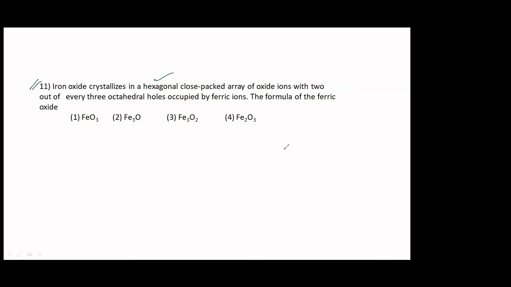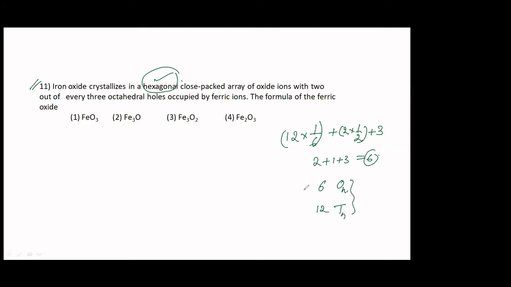There are 12 corner atoms, isn't it? Each corner will be shared by 6 unit cells, 12 into 1 by 6. And there are 2 face-centered atoms, 2 into 1 by 2. And there are 3 right at the center, which are not shared by any other unit cell, plus 3. So this will be 2 plus 1 plus 3, it is 6. So you have got 6 spheres or 6 atoms per unit cell of hexagonal close-packed structure. So 6 atoms means you will have 6 octahedral holes, and double this, 12, will be tetrahedral holes or voids.